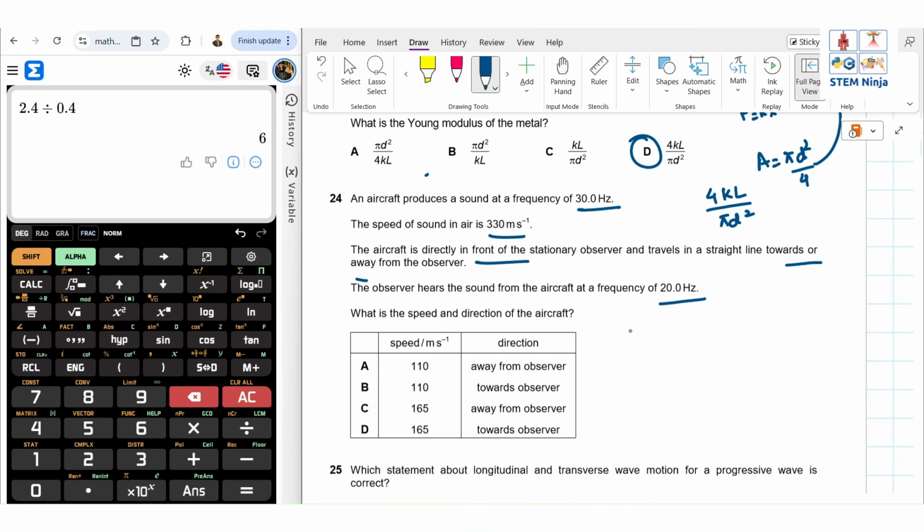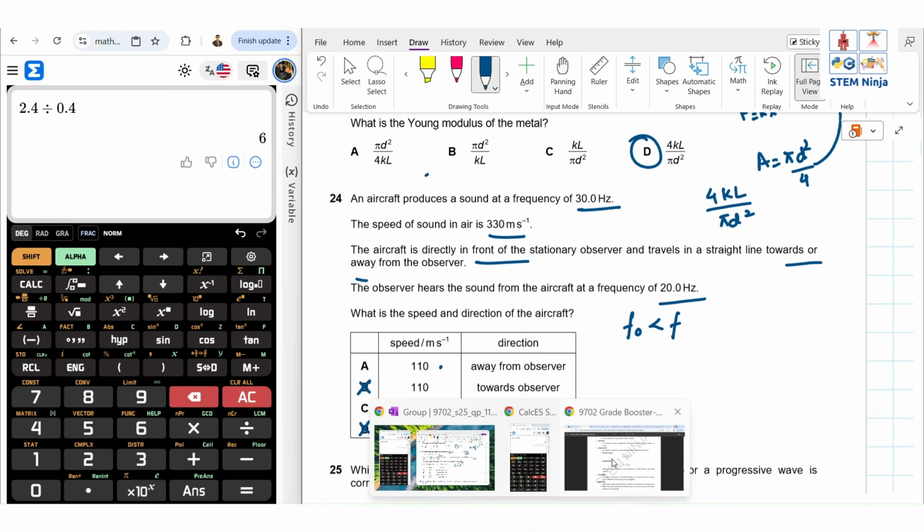Now, this is Doppler effect. So what's happening over here is that the observed frequency is less than the source frequency. So this means that object is receding from the observer or going away from the observer. So that means right away we don't even have to look at them. The next question comes about the speed. So how do we select the speed?